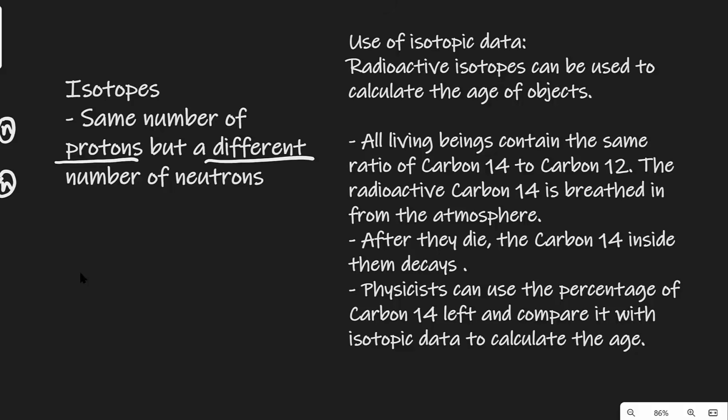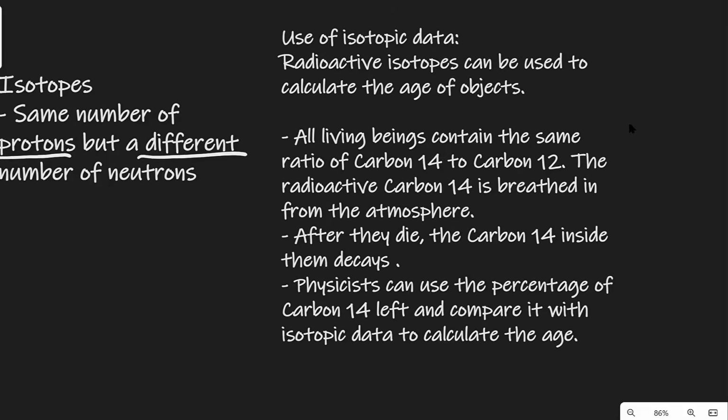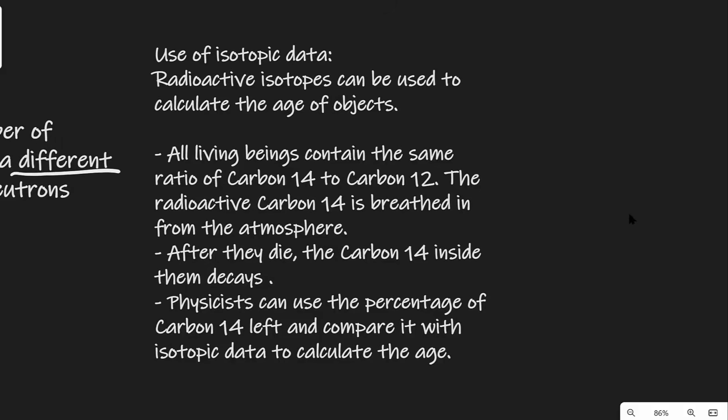Isotopes have a lot of applications. They're used in medicine. They're also used in radioactive carbon dating, which I'm sure you've heard about. And let's use that as an example of a use of isotopic data, which is part of the AQA spec. So, for instance, radioactive isotopes can be used to calculate the age of objects. Now, how does that work? So, all living things contain the same ratio of carbon-14 to carbon-12.